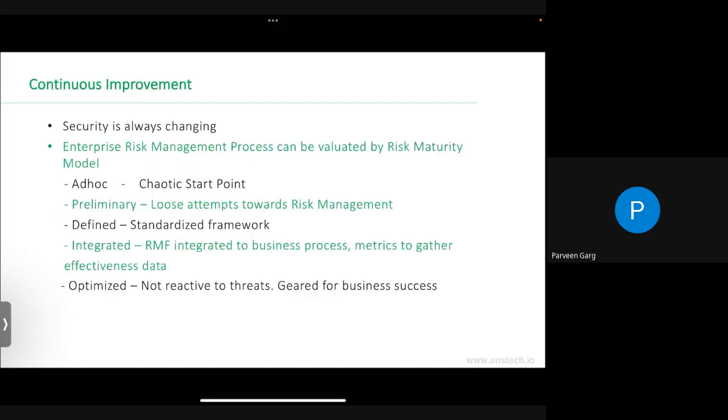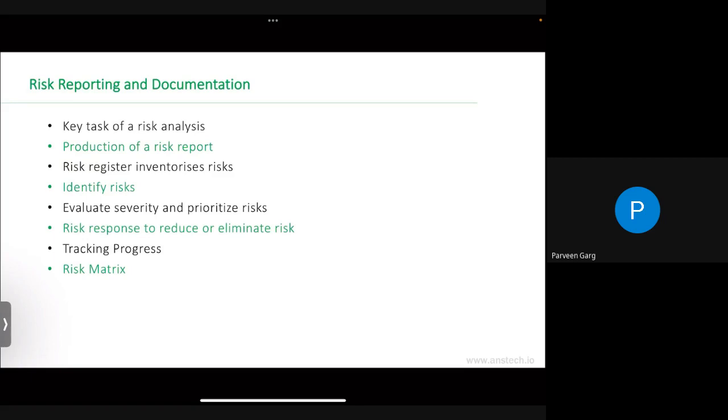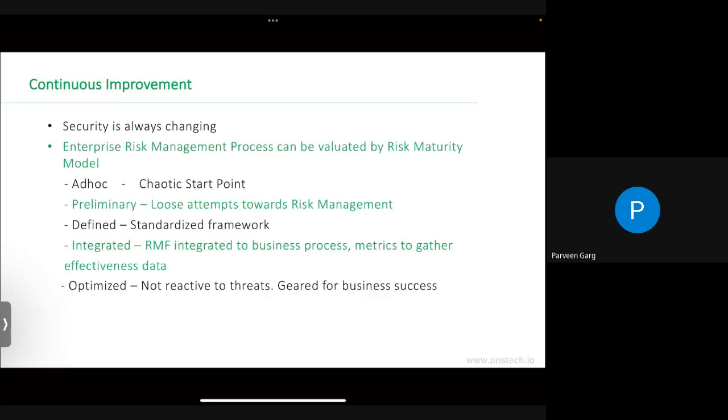Okay, so this is where we left last time, that documentation. Now, security is a continuous process, right? And you have to continuously revisit it all the time.